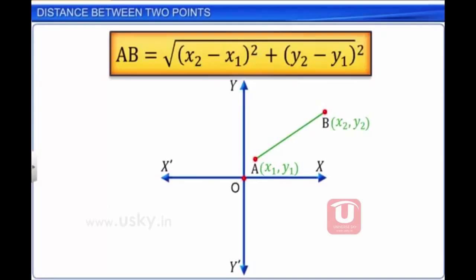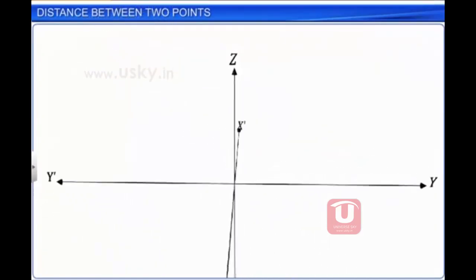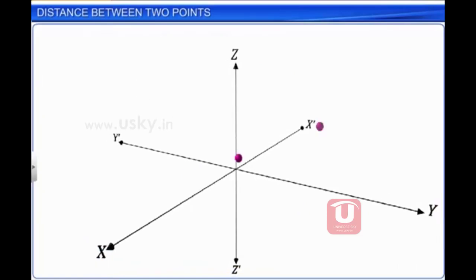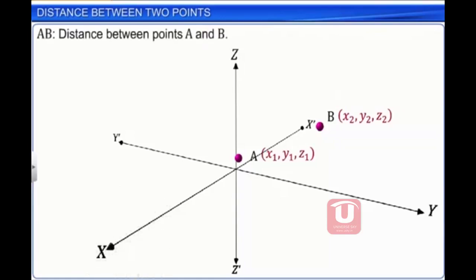The distance between 2 points A and B in a two-dimensional coordinate system is as shown. In this module, we will explore how to calculate the distance between 2 points in space. Let A and B be 2 points. Let the coordinates of A be x1, y1, z1 and B be x2, y2, z2. We need to find the distance between points A and B. Let's denote it with AB.